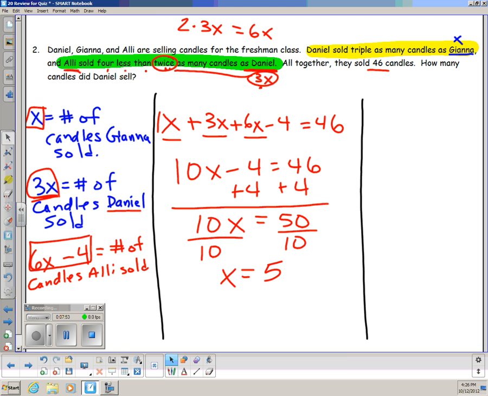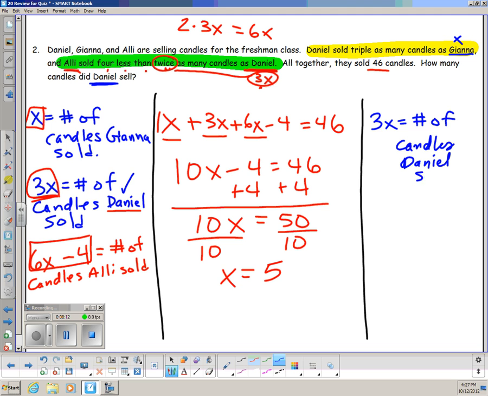The question says, how many candles did Daniel sell? So I go back to my setup and find Daniel's number of candles. Daniel's number of candles was 3X. So 3X was the number of candles Daniel sold. And so I could do 3, now I could substitute in 5 for the X, and I get 15. So Daniel sold 15 candles. That's the final answer to the question.